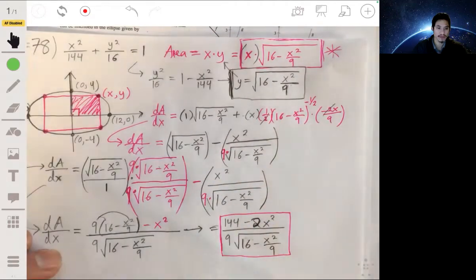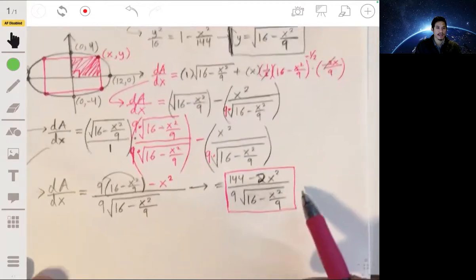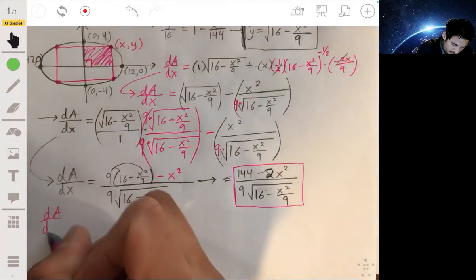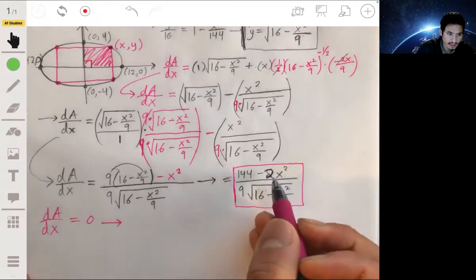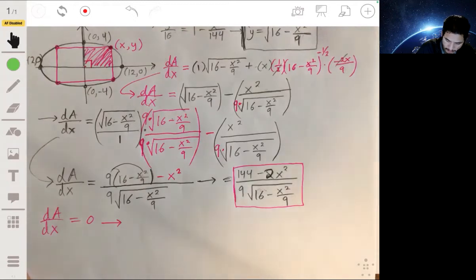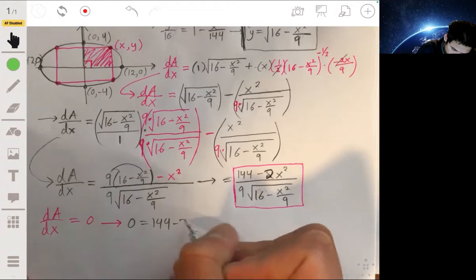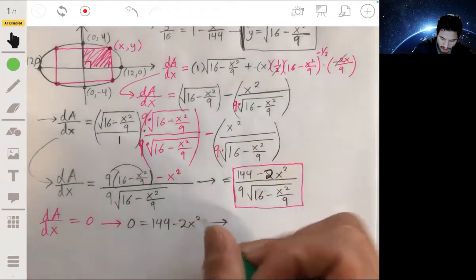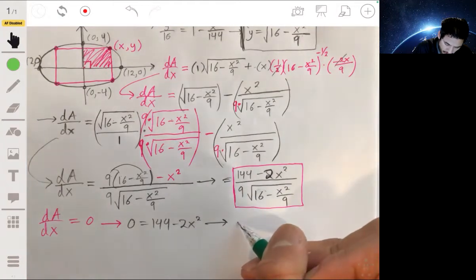So now we have an equation for the derivative that we can work with. Because the goal, remember, is to find critical values here. So we want to find where the derivative could be equal to 0. So we basically just have to set the top equal to 0. So we set 0 equal to 144 minus 2x squared. Solving this, we'll get minus 2x squared equals minus 144, so x squared is 72.